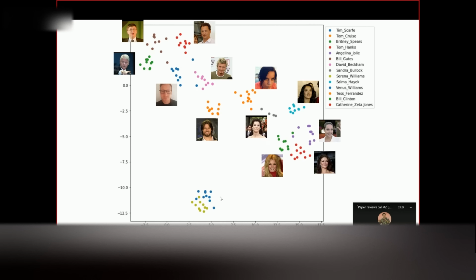Now, we have a couple of outliers in here, Venus and Serena Williams, and they cluster very closely together, and as we'll see later on, they're often misclassified for each other. This is actually a little problem in this data set because it's heavily biased towards male, and it's heavily biased towards white. So, and this is the benchmark data set. Now, cool thing though is that this clustering actually seems to make some sense even in the face world.